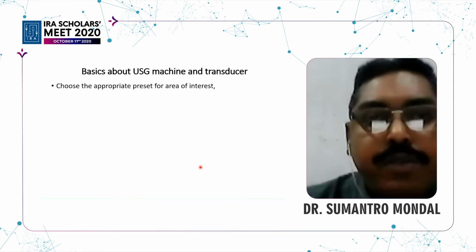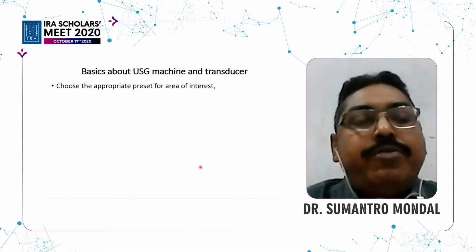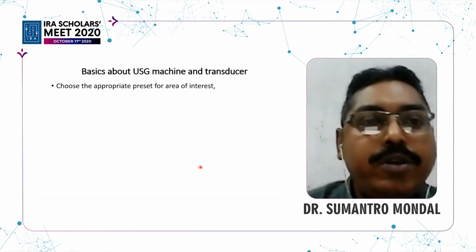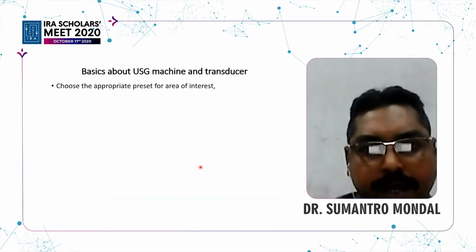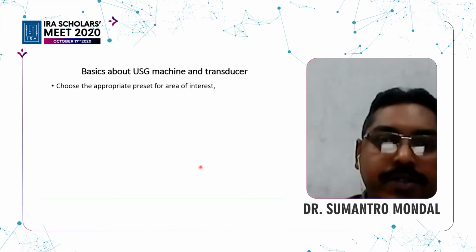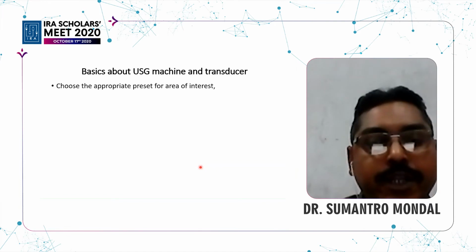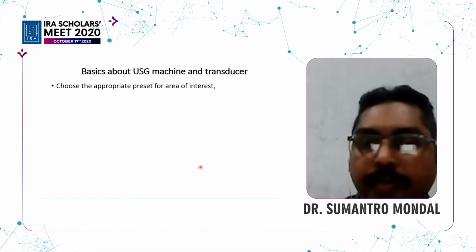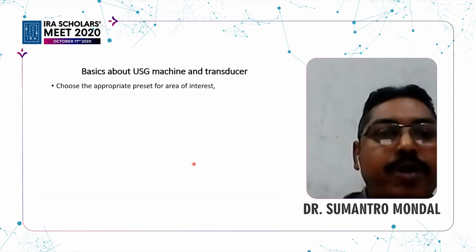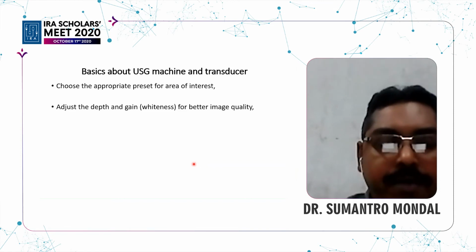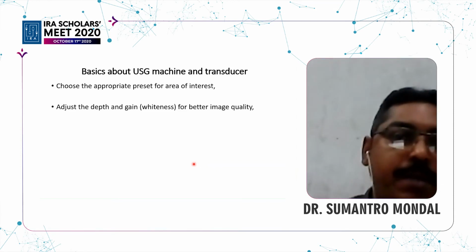So in the basics of USG machine and transducer, for the part you are scanning, you have to choose the appropriate preset for the area of interest. In most of the modern machines, the musculoskeletal setting gives you the opportunity to select separate joints, and there are separate settings for the wrist, finger, elbow, etc. So at first you should choose the proper preset, and the 2 basic things, the depth setup and the gain setup. Gain means the black or white of the image.